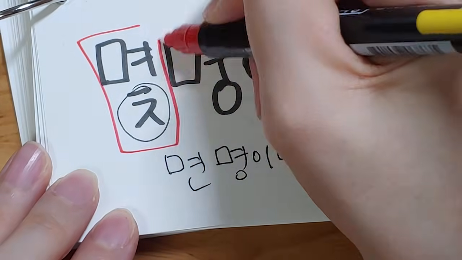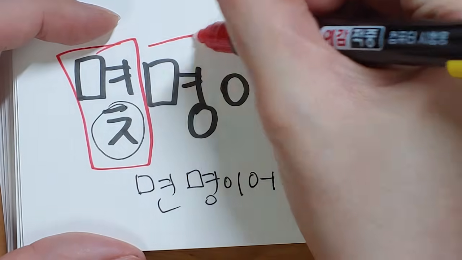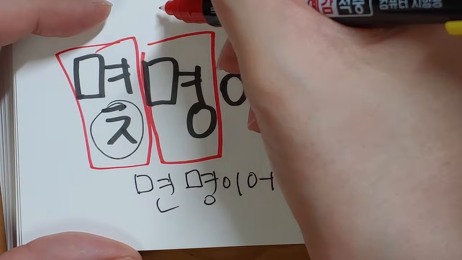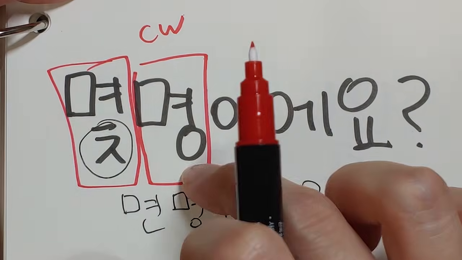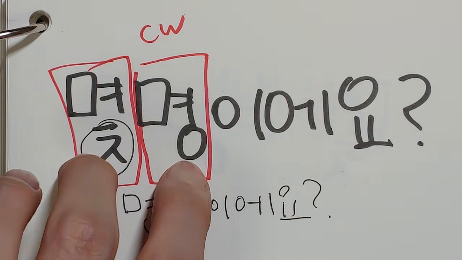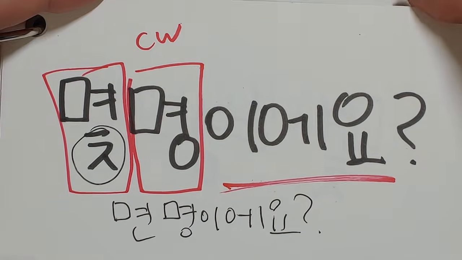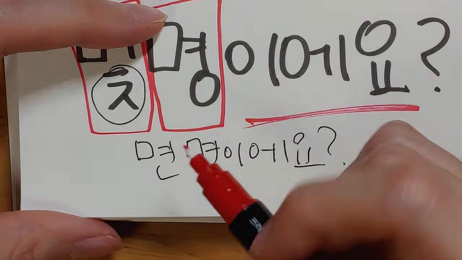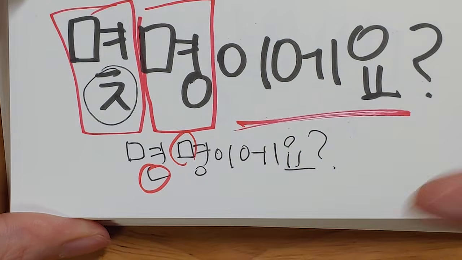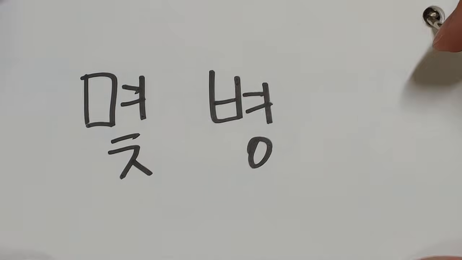몇 we learned means how many, and 명 we learned is a counter word for people. So 몇 명 means how many people. How many people is it? How many people are there? 몇 명이에요? And it's pronounced like this, right? And moving on to the next one.